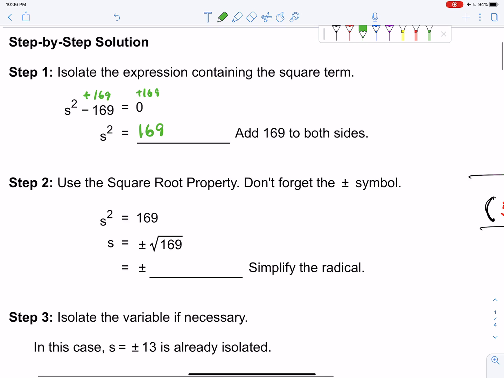Step 2, use the square root property. Don't forget the plus or minus symbol. So basically we see s squared, and once again, this is the square root property for perfect squares. S squared is a perfect square. So if I square root both sides, I could, in effect, undo this squaring, leaving us with just an s. But we do have to remember the plus or minus situation. So we've got the square root of 169. Well, 169 is just 13 squared. So we get plus or minus 13.